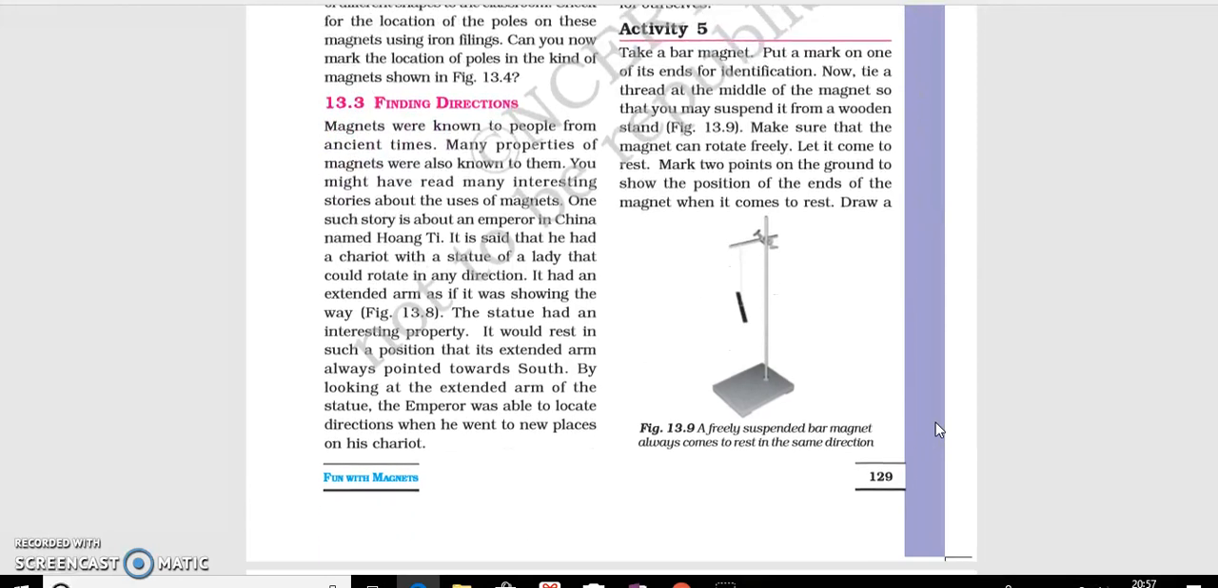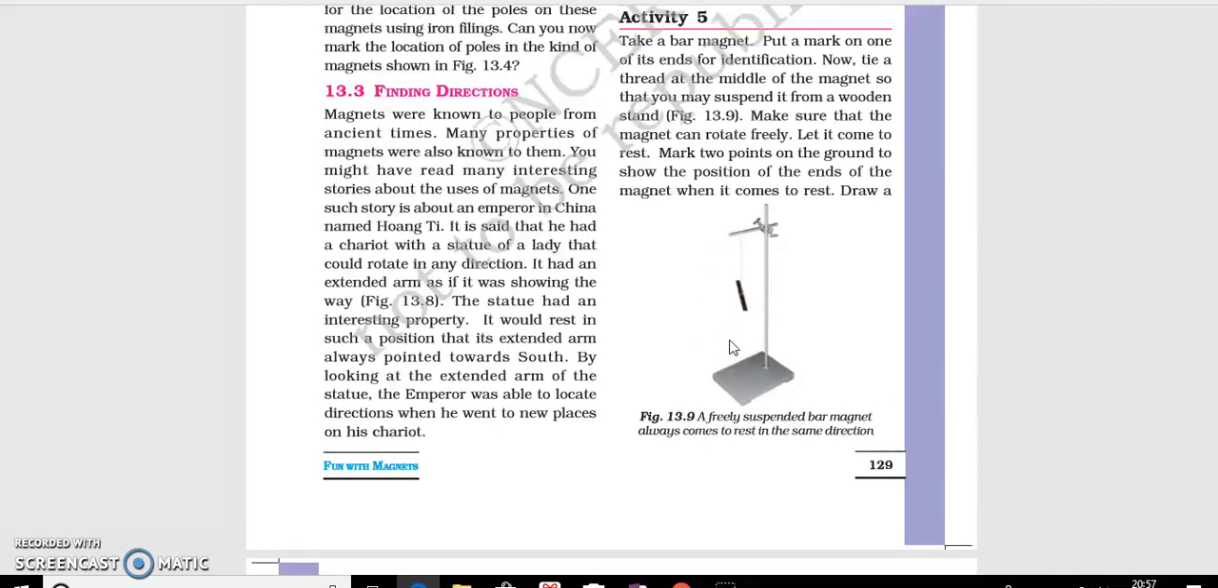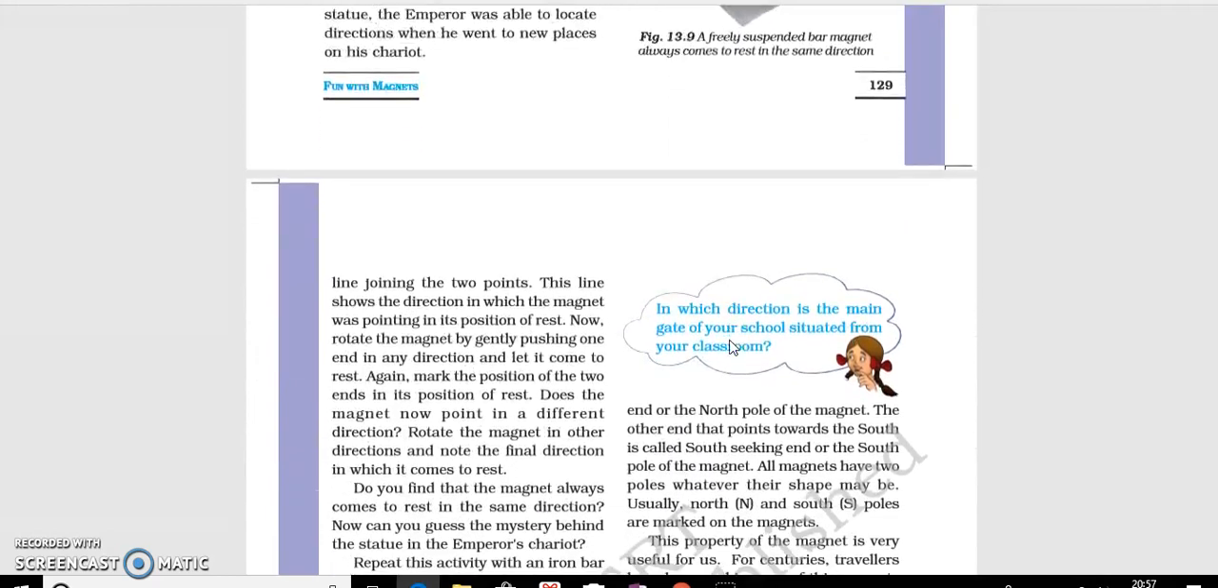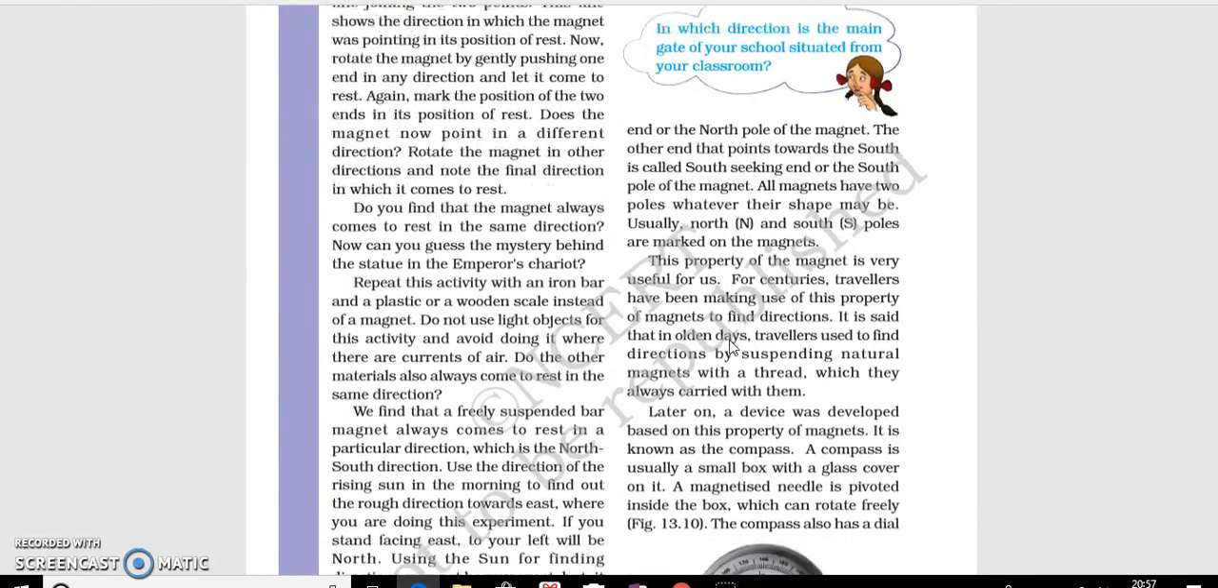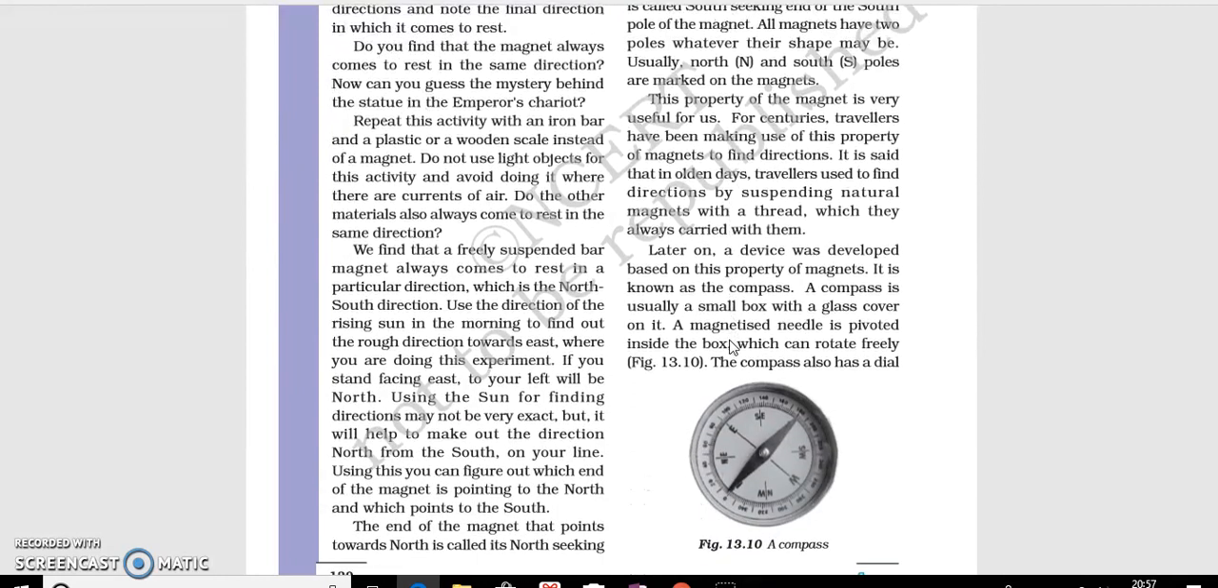So in activity 5, we take a bar magnet and hang it with a thread. When we rotate it, it comes to rest in the north-south direction, which shows that a freely suspended magnet always comes to rest in the north-south direction.